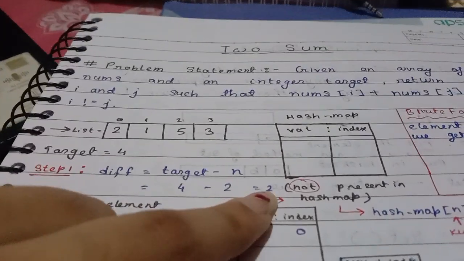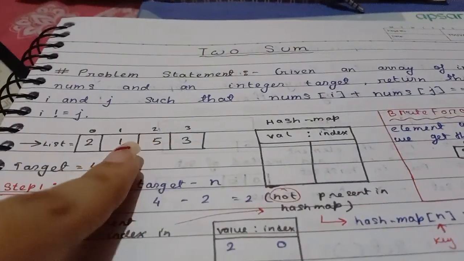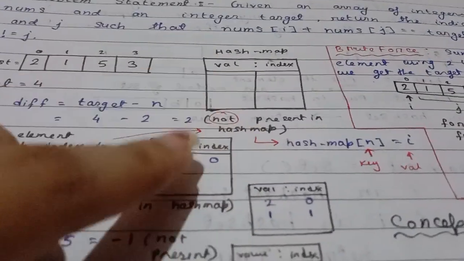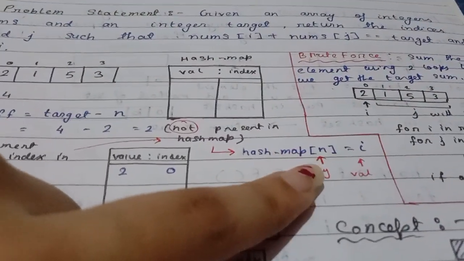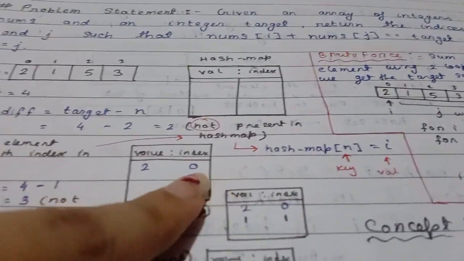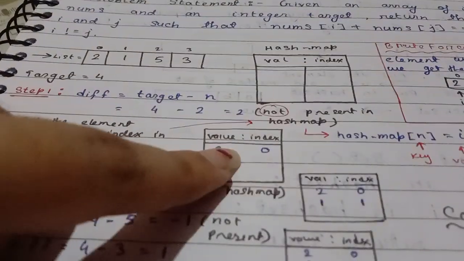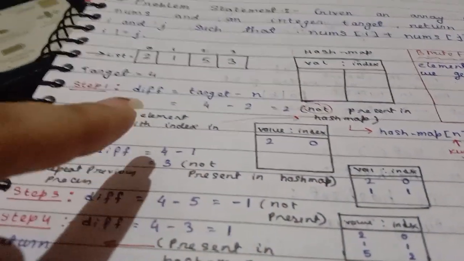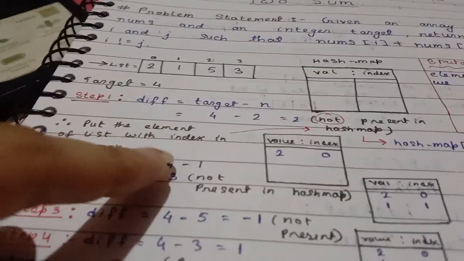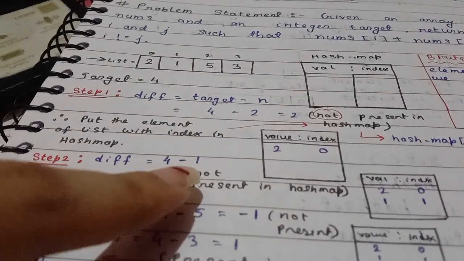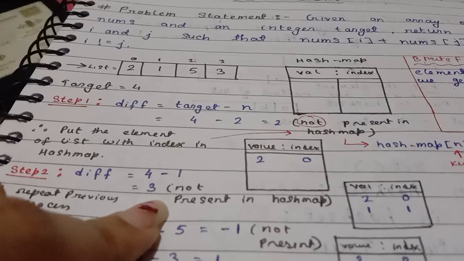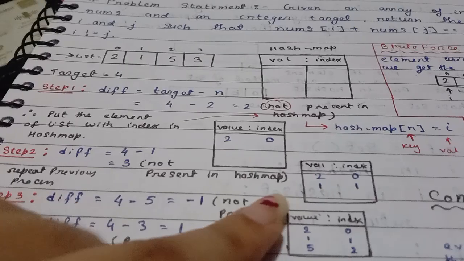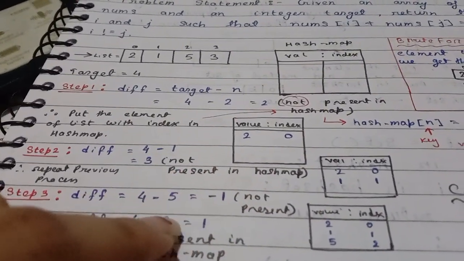So we are calculating, and 2 is not present in the hash map, so we insert the element in the hash map. As I told, this is the way we insert elements: the element is in the key portion and the index of that element is in the value portion. For the next element, 1, we perform the same thing, target minus n, which is now 3. Again it is not present in the hash map, so we insert it, and like this we do for all the elements.